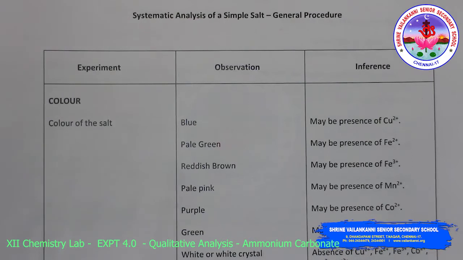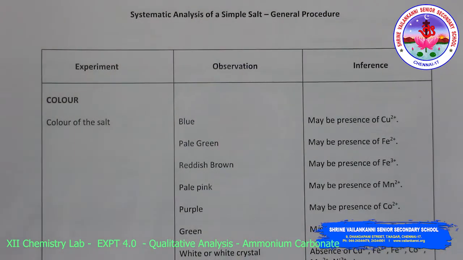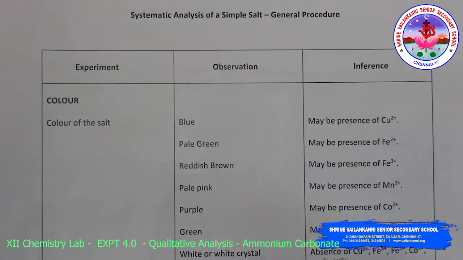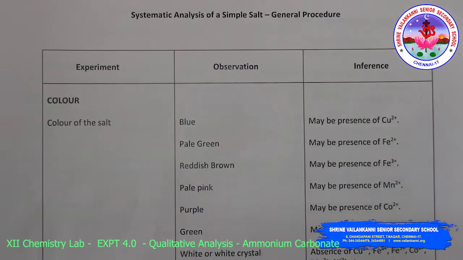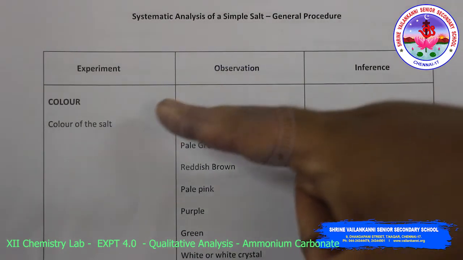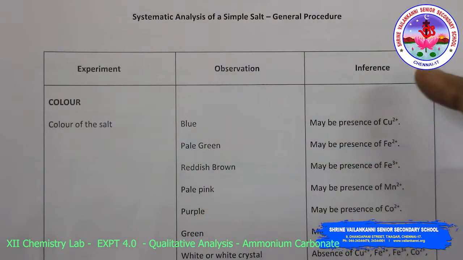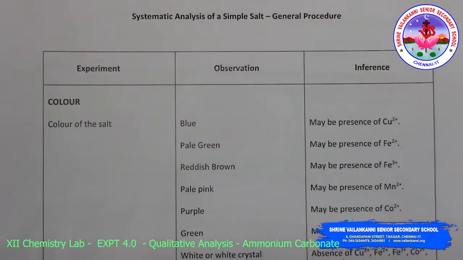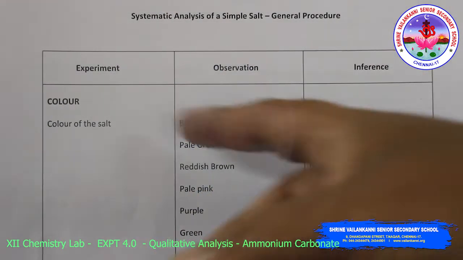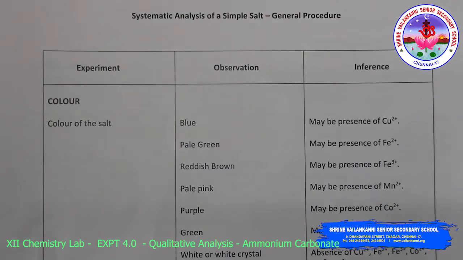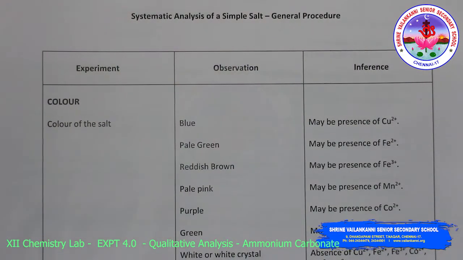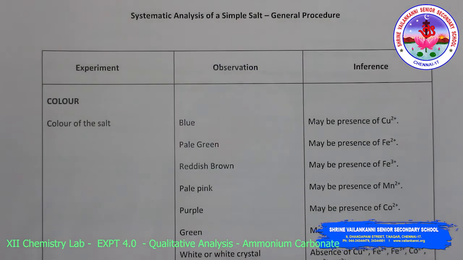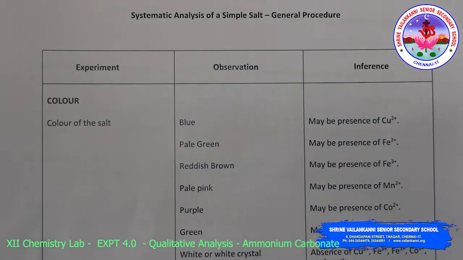Now look at the general procedure. The general procedure is the systematic analysis of a simple salt: experiment part, observation part, and inference part. You have to prepare three columns: experiment, observation and inference. First, you have to note the color of the substance, in the experiment part.